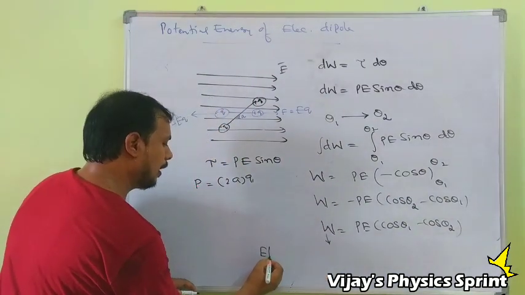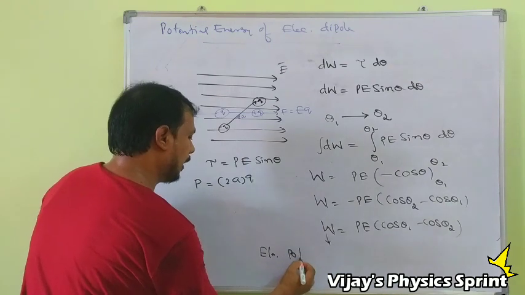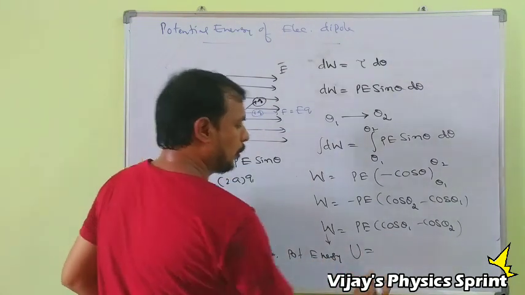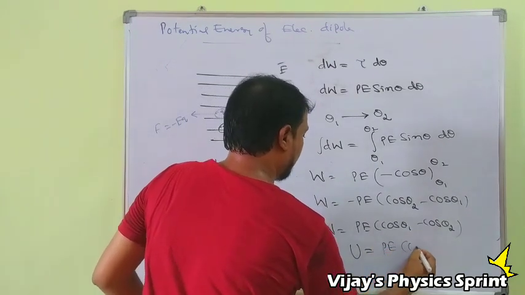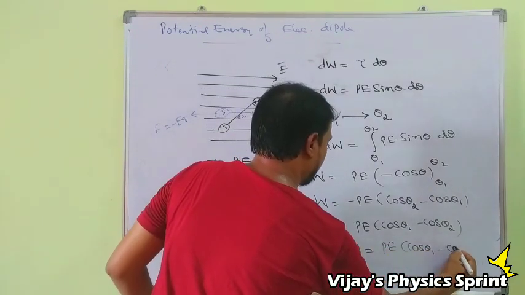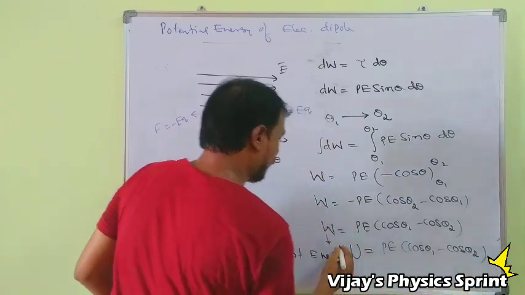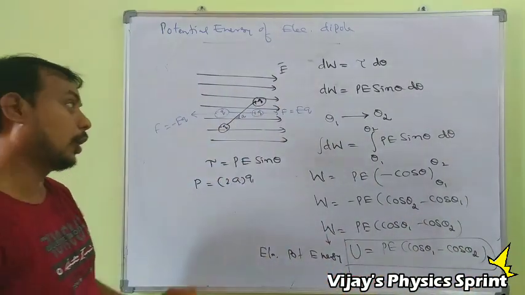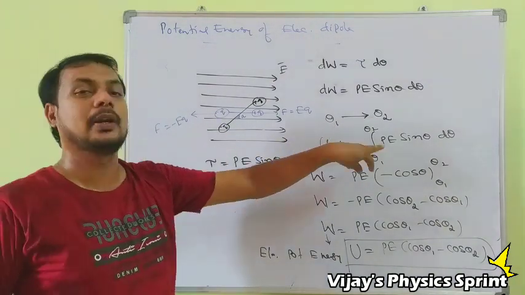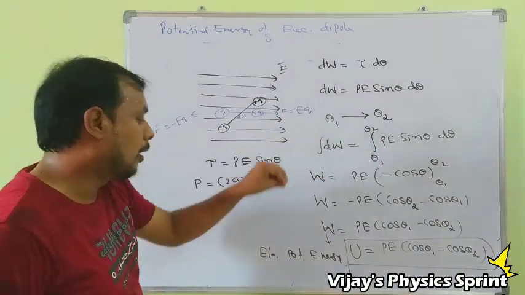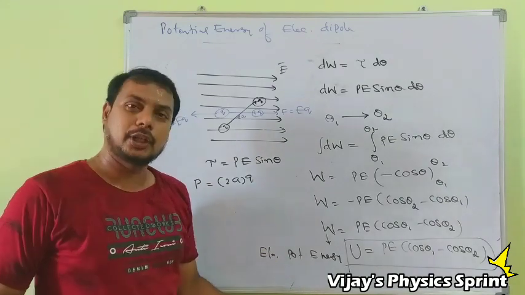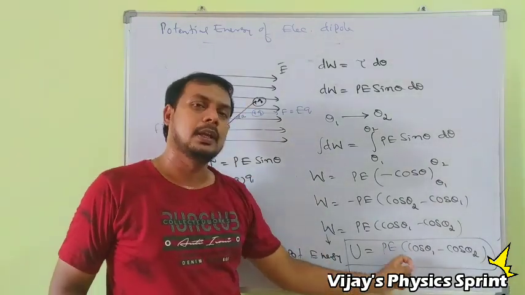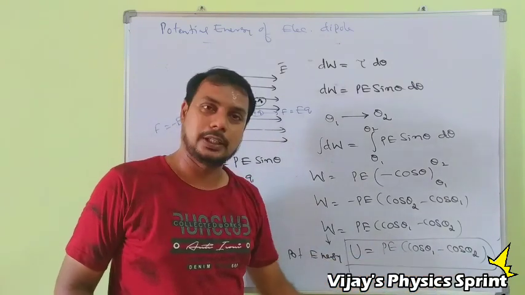This work done is stored in the form of electrostatic potential energy, indicated with U. U equals PE into cos theta 1 minus cos theta 2. So this is the potential energy stored, or the work done to rotate the dipole from theta 1 to theta 2, which is stored in the form of energy known as the potential energy of the dipole in the electric field. U equals PE into cos theta 1 minus cos theta 2.